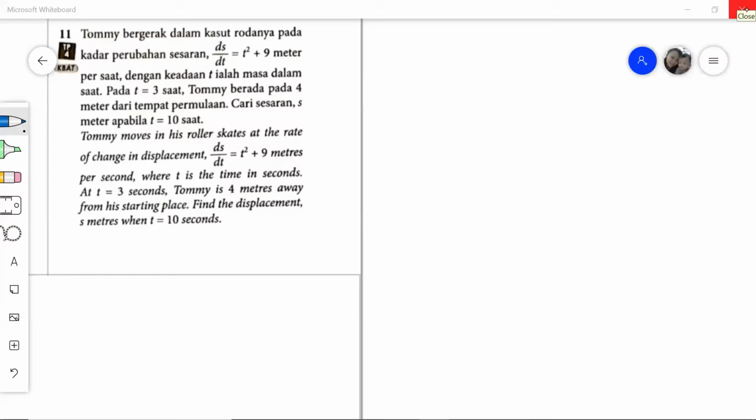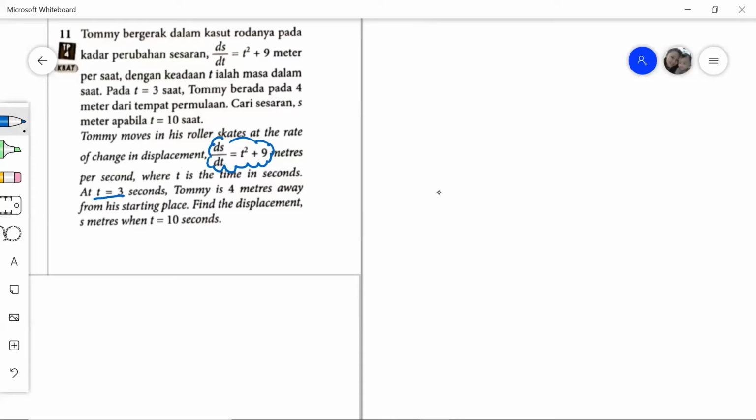Hi everyone, this is practice formative of chapter 3, question number 11. So the question says, Tommy moves in his roller skates at the rate of change in displacement ds by dt. So this is the first information that we have. Okay, meter per second, where t is the time in second. At t equals to 3, Tommy is 4 meters away from his starting place. So we got to find the displacement.